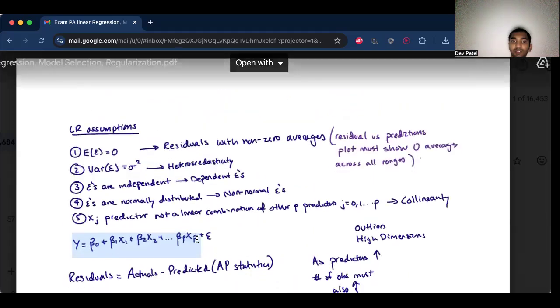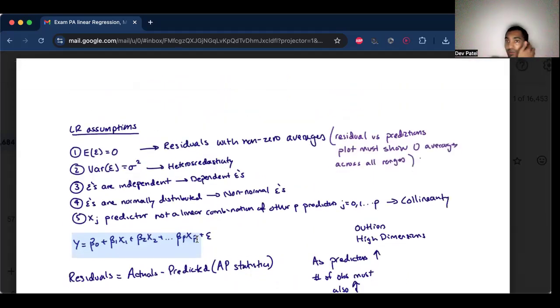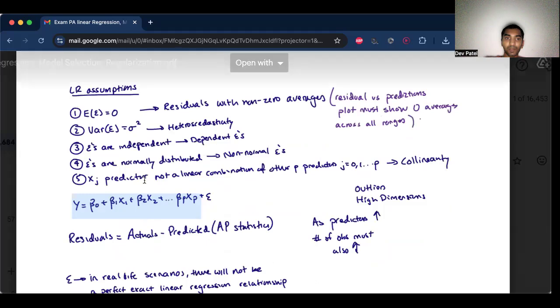So we also have number 5, that's called collinearity. So when we have different dependent predictors, what does that actually mean? And another issue is we may have outliers and we may want to detect high dimensions. In high dimensionality, as the number of predictors increases, we're going to need more observations to make sure that our model is adequately fit to the data.